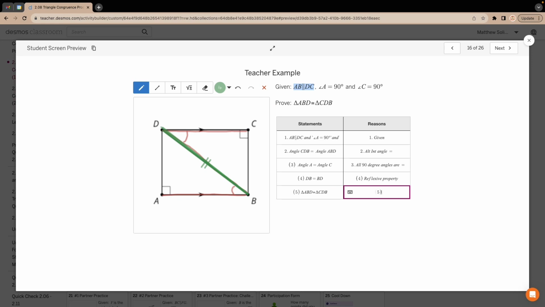I'm done. I just got to say what postulate I used. Well, I have the 90-degree angles, I have the red angles, and then I have the side. So this is angle, angle, side. Bam, I'm done. I used my givens. I got 3 angles or sides equal. And then I said they're congruent by the postulate.